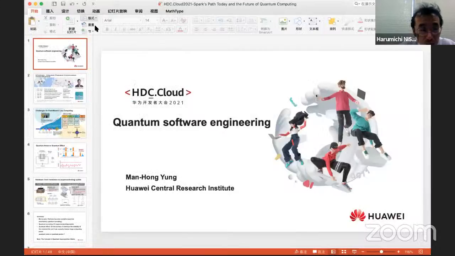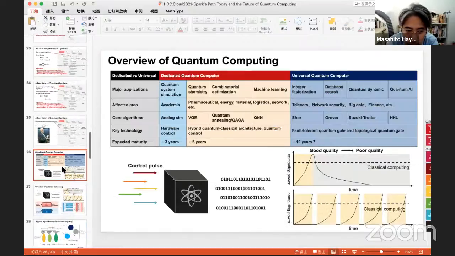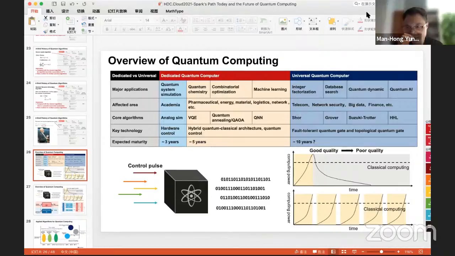So I have one question. You make a table in which you list several algorithms. Among those algorithms, you write down Shor, Grover, and HHL, but I cannot find Suzuki-Trotter. Somehow only some decomposition, not an algorithm. Yeah, maybe I should put Seth Lloyd as well, so maybe I missed that.